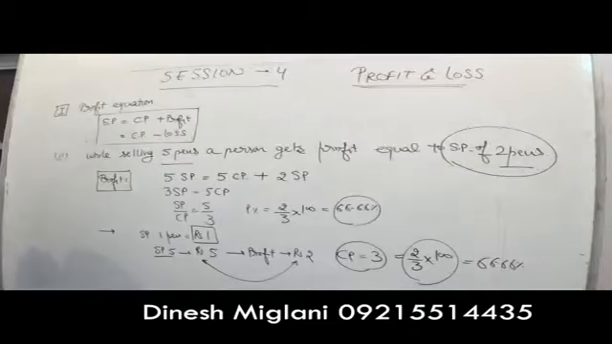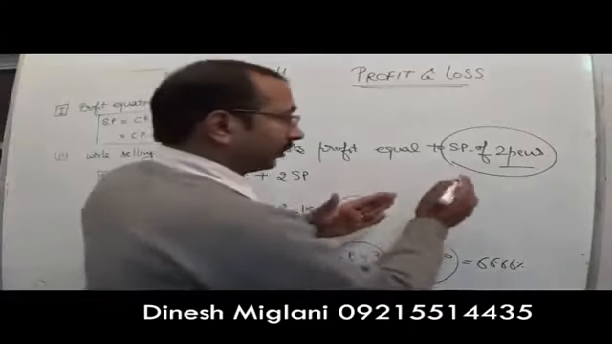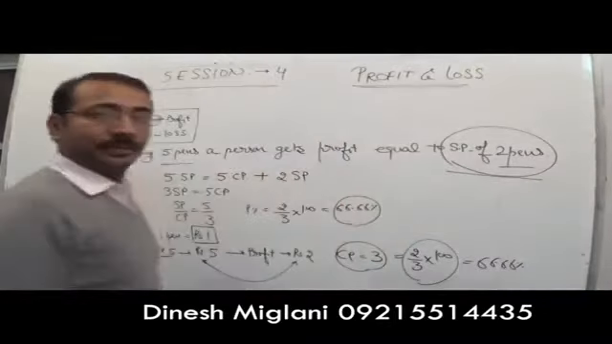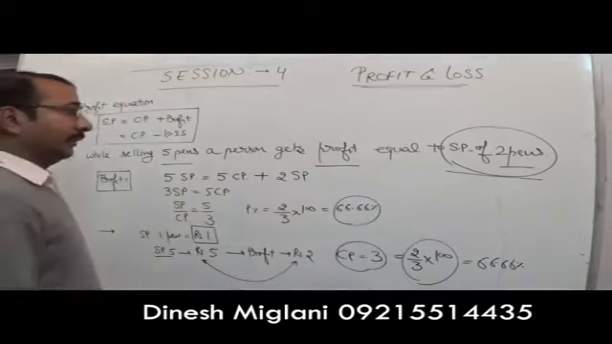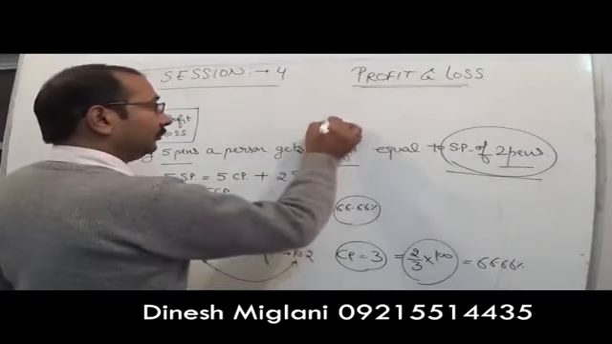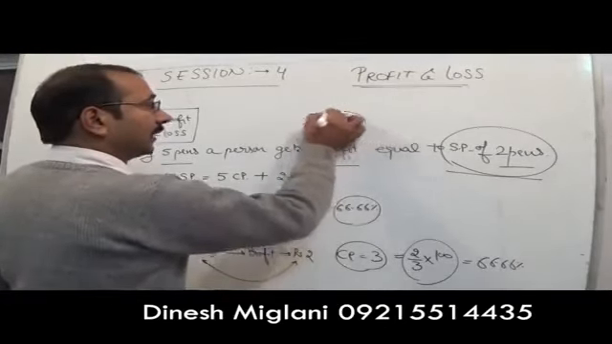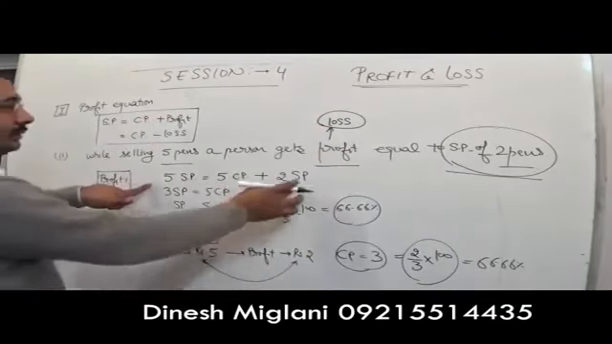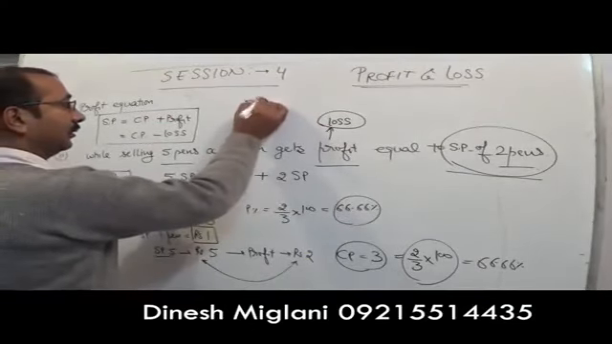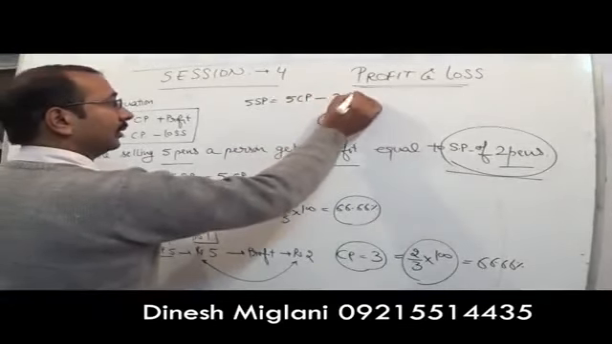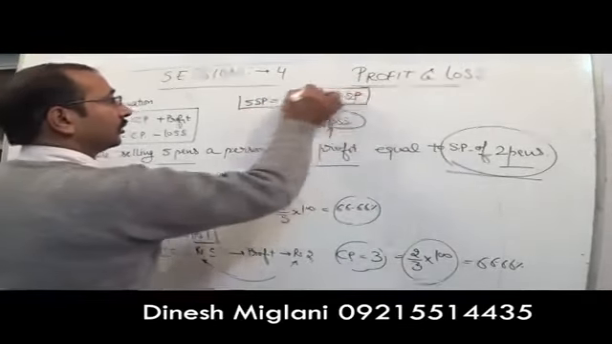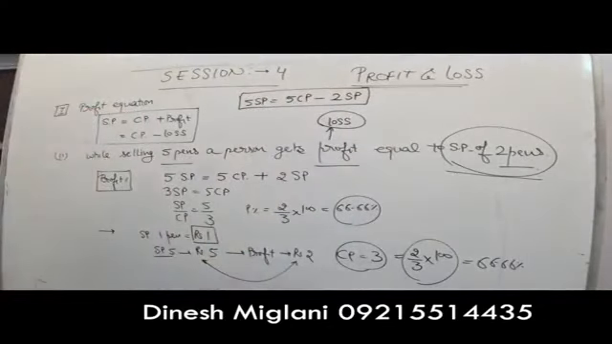Now the point that you have to understand is that there may be a variation. Suppose it is SP of 2 pens and it's a case of profit. If it is a case of loss, then what we are expected to do, we will make it as 5 SP equal to 5 CP minus 2 SP, and we can answer our question. I think the point is clear.